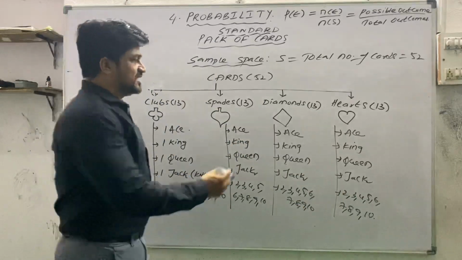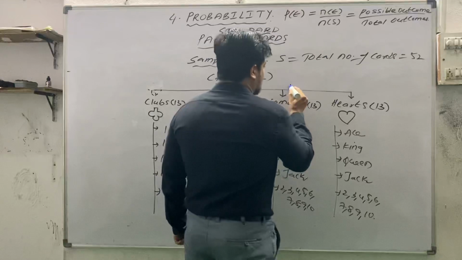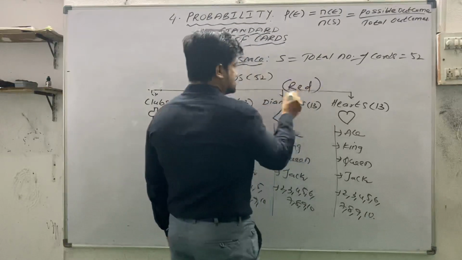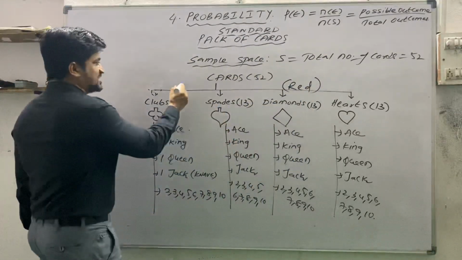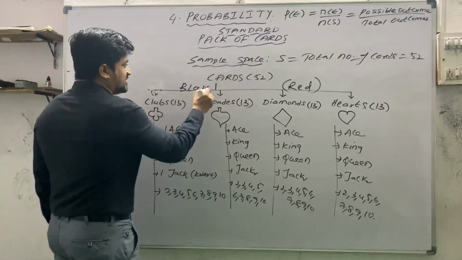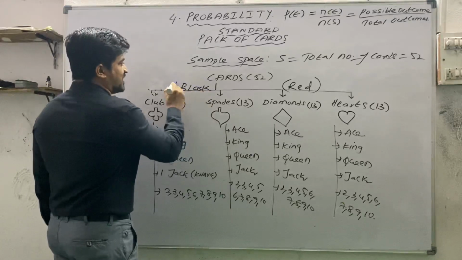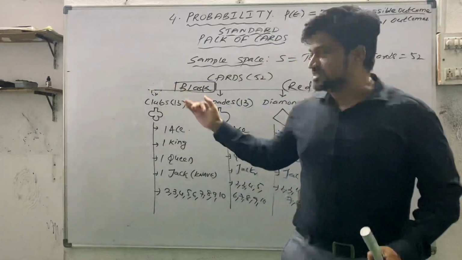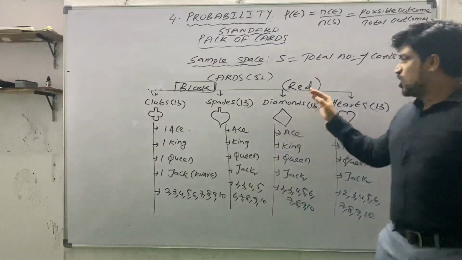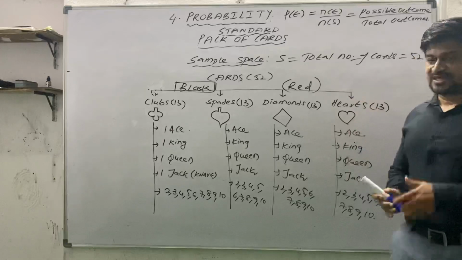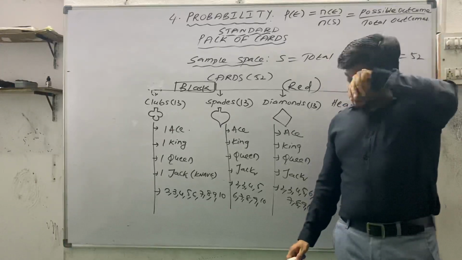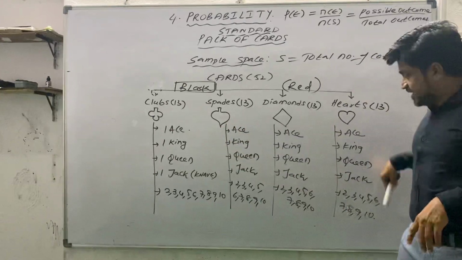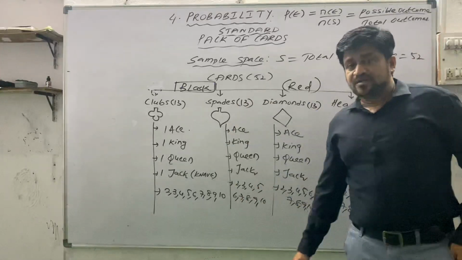Apart from this, diamonds and hearts are red color cards and clubs and spades are black color cards. Now if I ask you how many black cards are there, you should tell 13 plus 13, 26 black cards. How many red cards are there? 13 plus 13, 26. See, 52 cards in total. Then we have these varieties, which we remember.